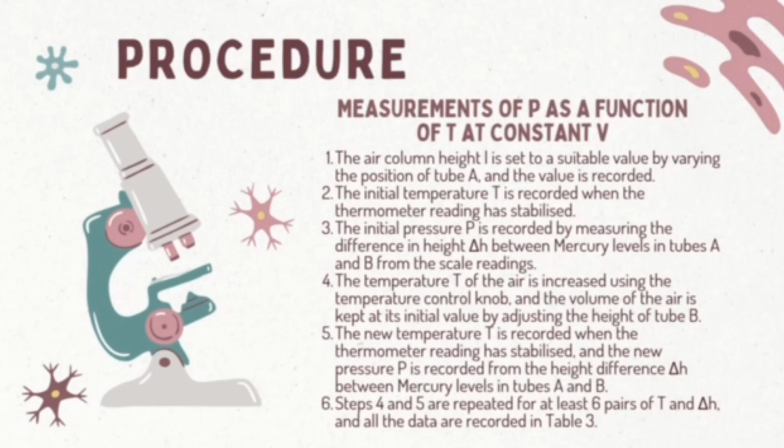Fourth, the temperature T of the air is increased using the temperature control knob, and the volume of the air is kept at its initial value by adjusting the height of tube B. Fifth, the new temperature T is recorded when the thermometer reading has stabilized, and the new pressure P is recorded from the height difference delta H between the mercury levels in tubes A and B. Steps 4 and 5 are repeated for at least 6 pairs of T and delta H, and all the data are recorded in table 3.